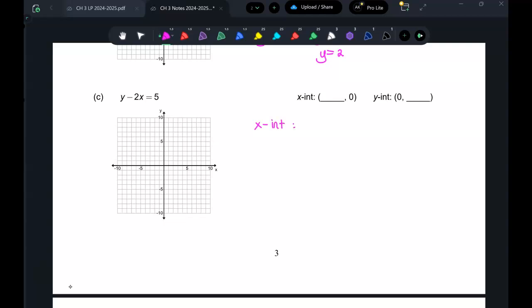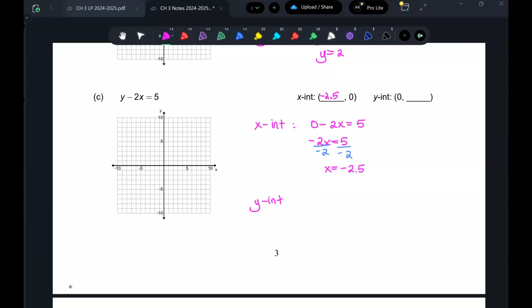Okay, so if we're finding the x-intercept, we're going to make the y equal to 0. Then 0 minus 2x. Well, no, that's how you have to solve for it. Can you make it a decimal? Yeah, you can make it a decimal. So if we divide, we get x equals -2.5.